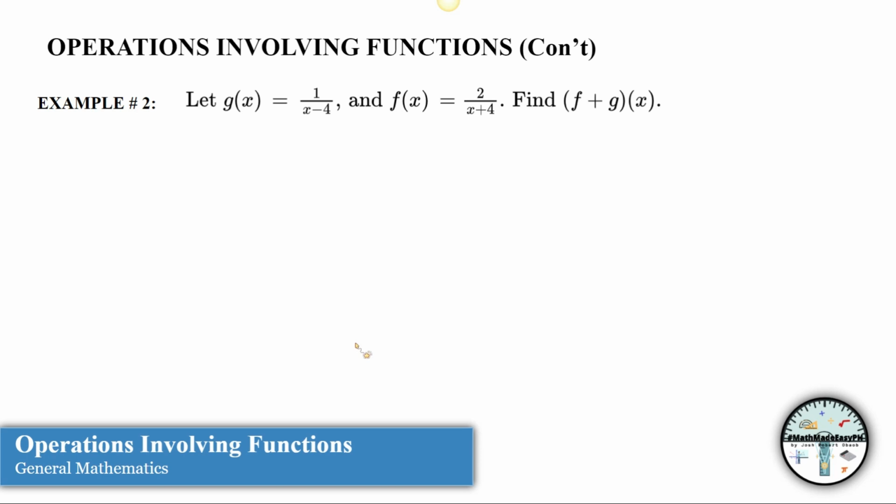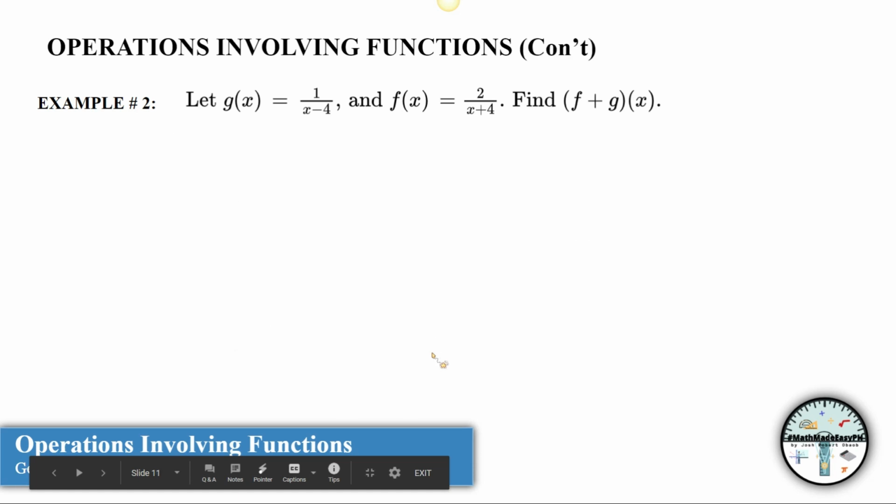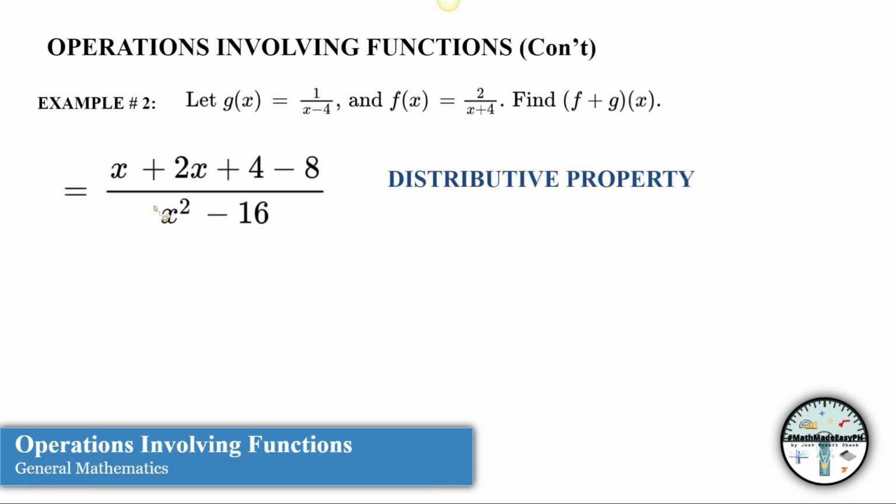Okay, balikan lang natin to. Okay, so, yun. So, 1 times x plus 4. Then, yun. We just distribute it. Then, as the result, maging ganito na siya. So basically, maging x plus 2x plus 4 minus 8 equals to x squared minus 16. Yun lang siya.